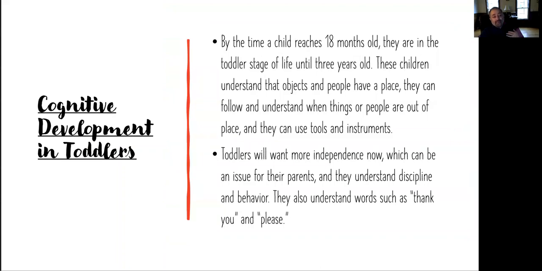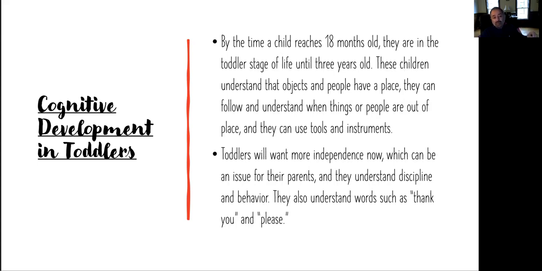Now we're looking at the toddler years, right? By the time the child reaches 18 months old, they are in the toddler age of life, and that lasts until 3 years old. These children understand that objects and people have places. They know the objects and people have places. They actually follow and understand when things or people are out of place, and they can use tools and instruments. And that is the age from 18 months all the way to 3 years of age.